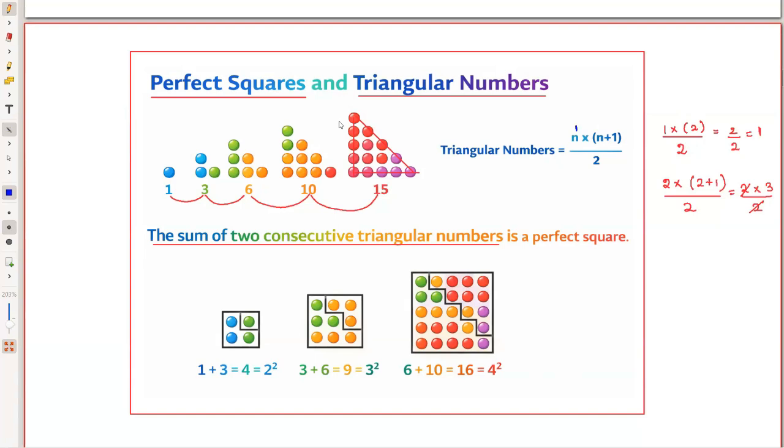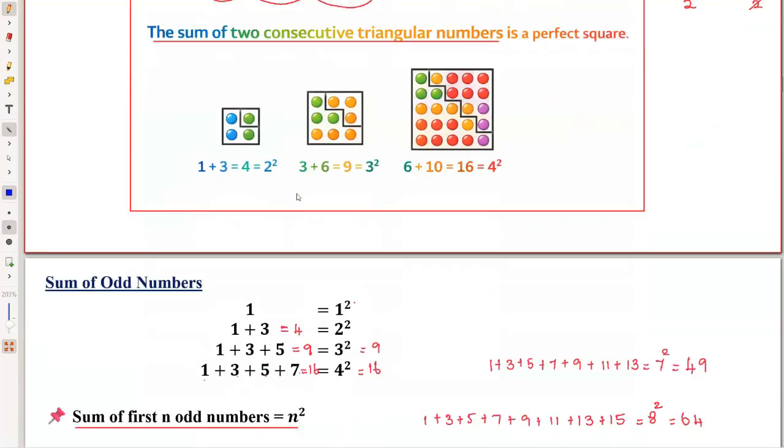Now, what is the connection between perfect squares and triangular numbers? The sum of two consecutive triangular numbers is a perfect square. Adding two triangular numbers, 1 plus 3 is equal to 4, a perfect square number. Next, 3 plus 6 is 9, a perfect square number. 6 plus 10 is 16, a perfect square number. 10 plus 15 is 25, a perfect square number. That is the connection between perfect squares and triangular numbers.